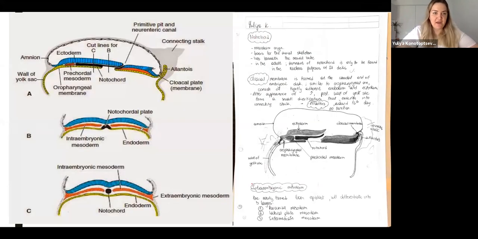These pictures are very important. Sure, they will come up as well. So here we can see two views of our embryo. One of them is a cross section. One of them is a sagittal section. Can somebody show me on themselves what a sagittal section is?